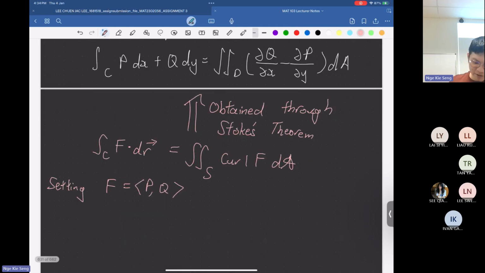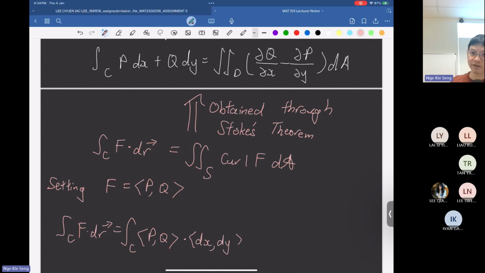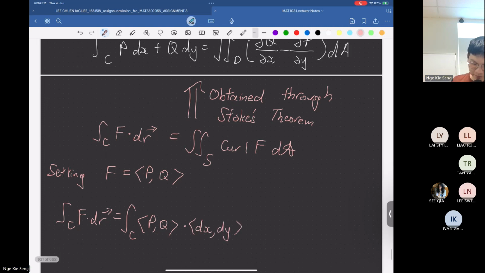So on the left hand side, what do I get? I get (P, Q) dot dr. What is dr actually? dr is the change in x direction and the change in y direction. So in this case, you get P dx plus Q dy. So this is the left hand side.